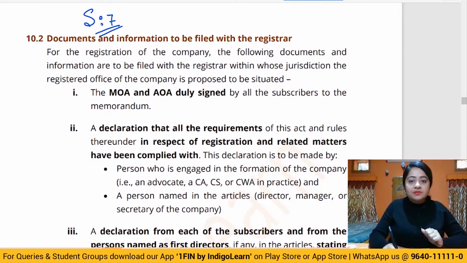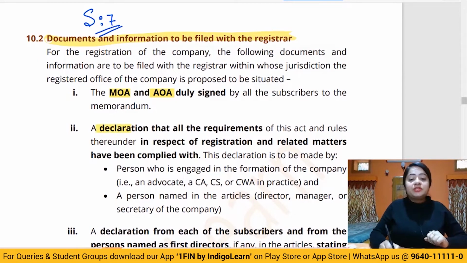So what all documents have to be submitted when the company wants to register? When the company has to be registered. Okay, so first of all, a memorandum will have to be prepared, an article will have to be prepared, and they will have to be submitted. We know the prescribed form for the memorandum and article are stated in Schedule 1.